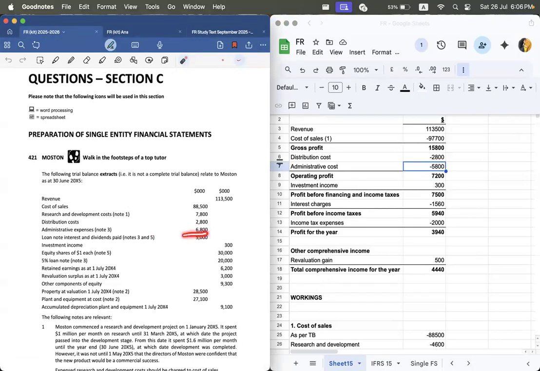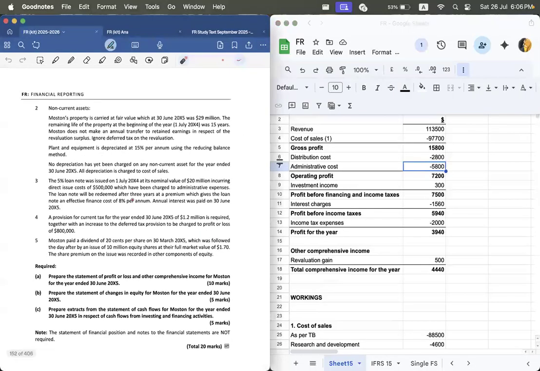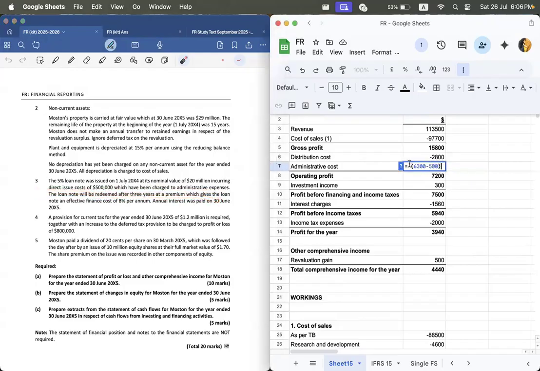6,800. 1,800. And they have clearly told you 500 which have been charged to administrative expenses. We took that expense from administrative cost and we have calculated it according to IFRS 9. So this is correct.